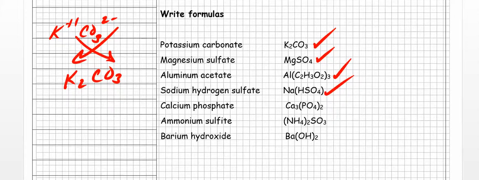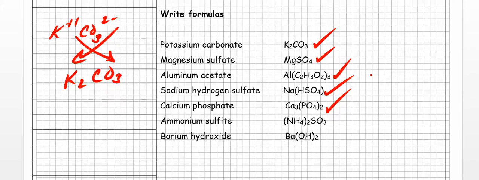This one has a charge of -3, so when I do a switch, I get a 3 right there. Calcium, of course, is +2. It's in the second column of the periodic table, one of the alkaline earth metals. When I do the switch, I get Ca3(PO4)2. Yes, those parentheses have to be there.